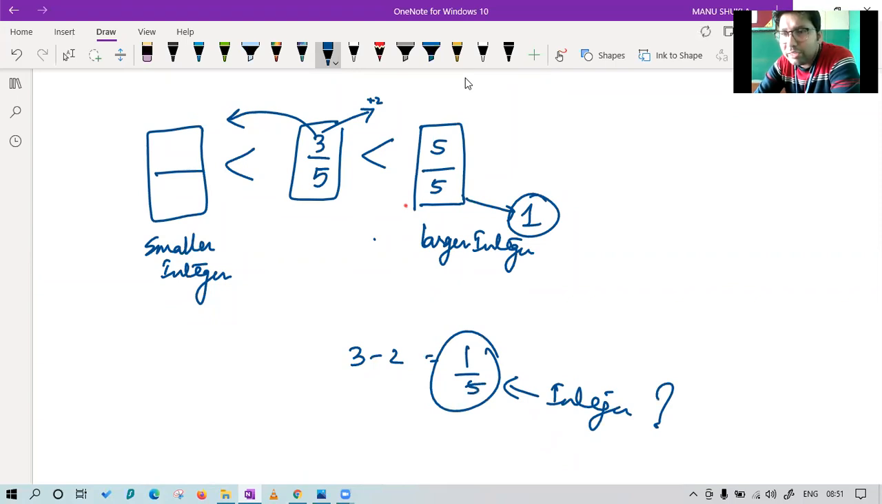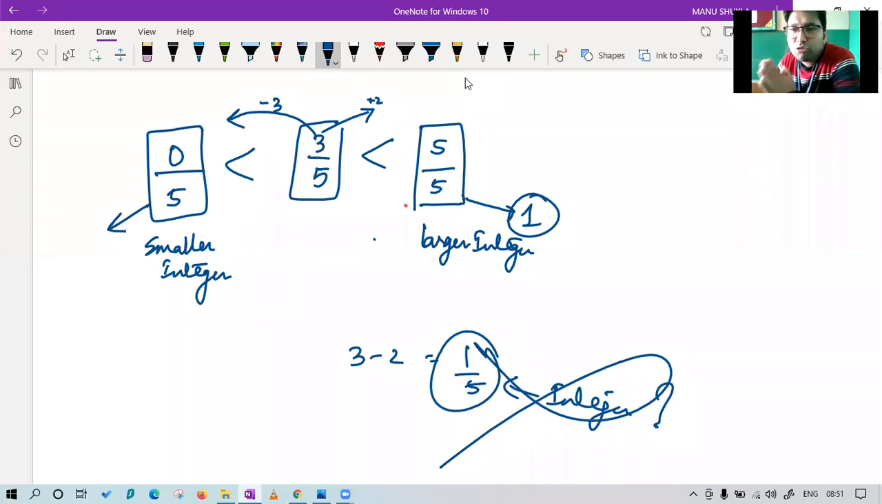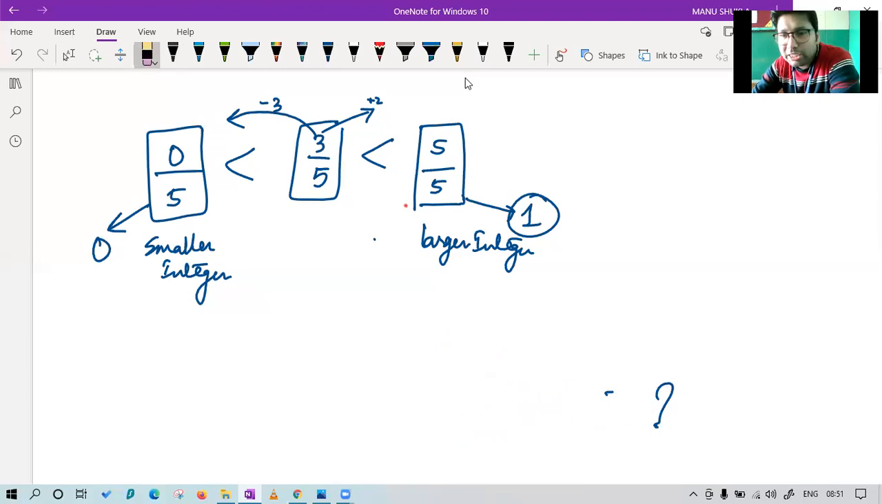Can we say 1 by 5 is an integer, Harshul? No, we cannot say. So we have to decrease it by minus 3. It becomes 0 upon 5, which is actually what? 0 only. So we have got the lower number and the larger integer, and now we can easily make a number line and locate the point.